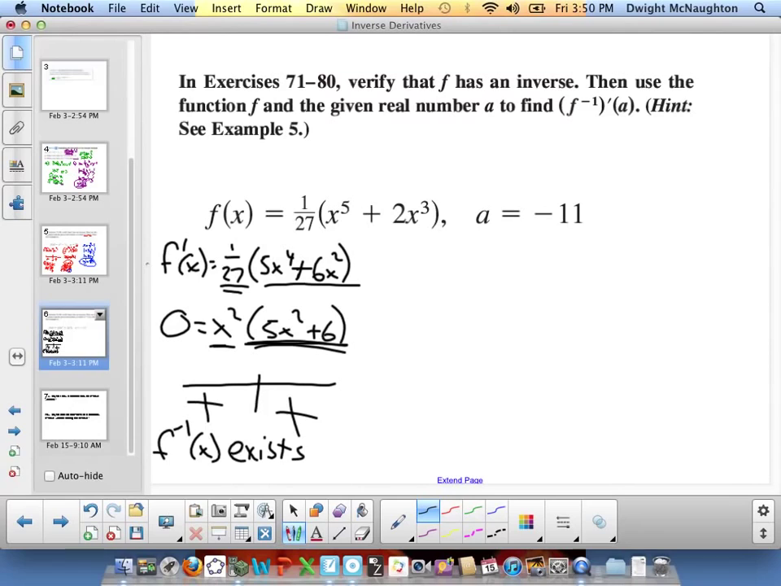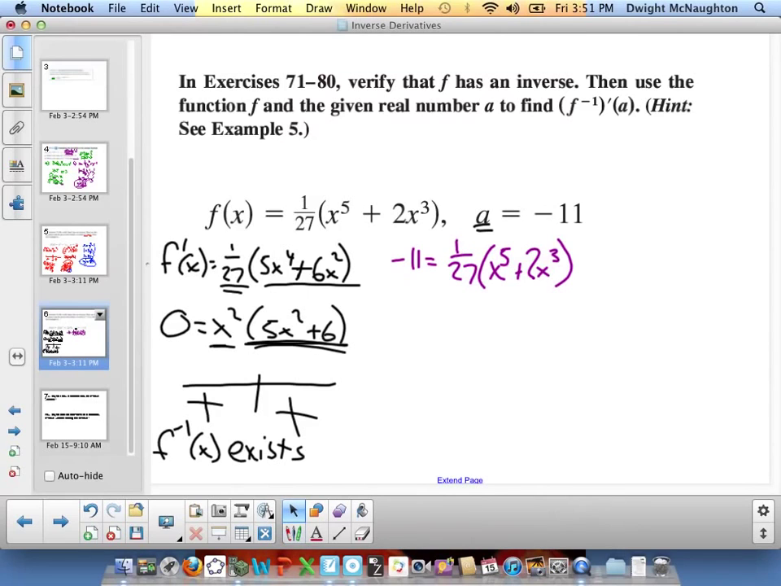All right? Now we know a equals negative 11. That's x in the inverse. We need to find what that is in the function. So negative 11 equals 1 over 27 times x to the 5th plus 2x cubed. Go ahead, try some numbers. Let's try 2. 2 to the 5th is 32. 2 to the 3rd. We may have to do some more plugging and chugging on this one.